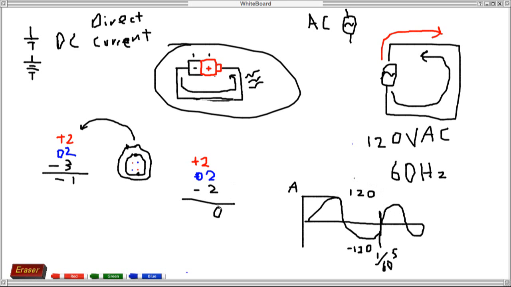One thing I want to cover is that your frequency is equal to 1 over your time frame. So basically what it's showing here is that your current is constantly changing back and forth 60 times within a period of 1 second.